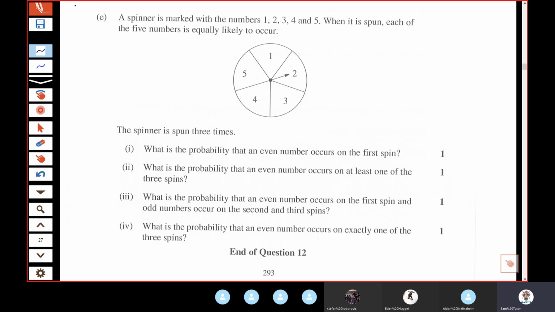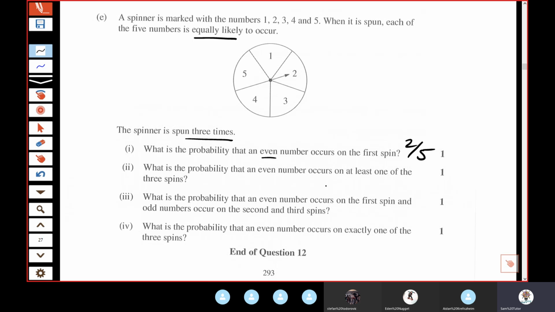Okay, here we go. A spinner is marked with the numbers 1, 2, 3, 4, and 5. When it is spun, each of the 5 numbers is equally likely to occur. The spinner is spun 3 times. What is the probability that an even number occurs on the first spin? Of course, 2 out of 5.